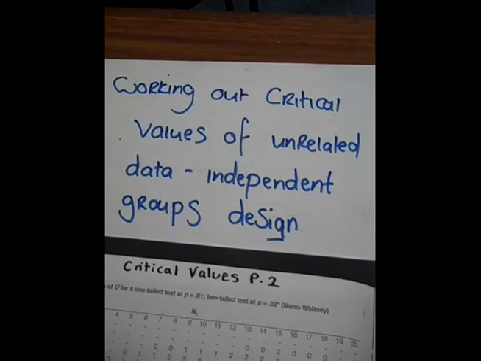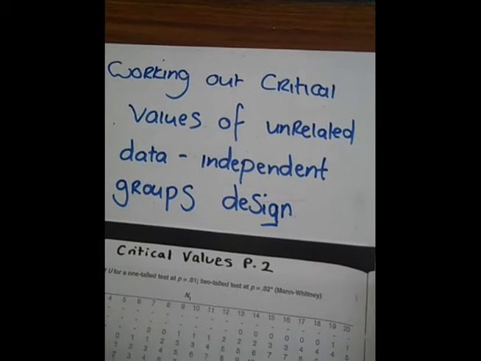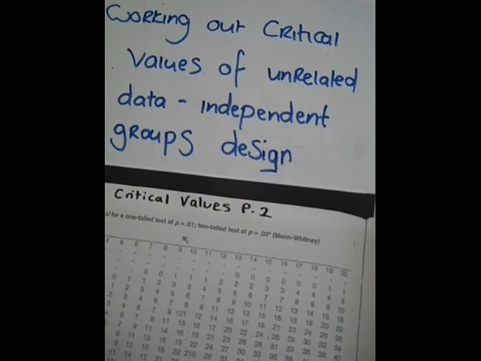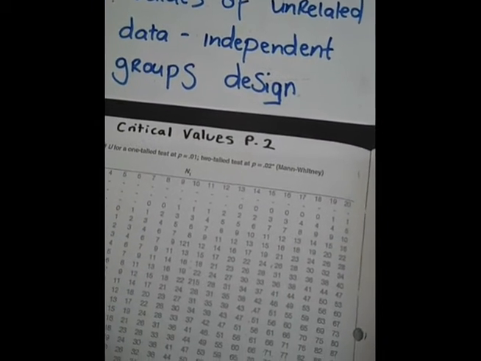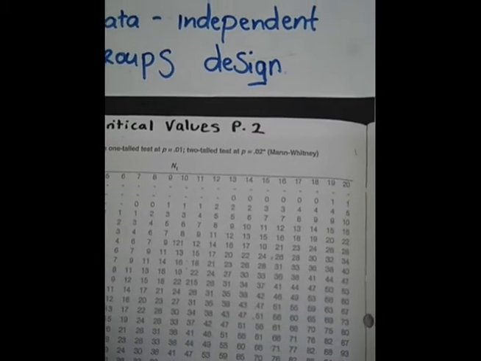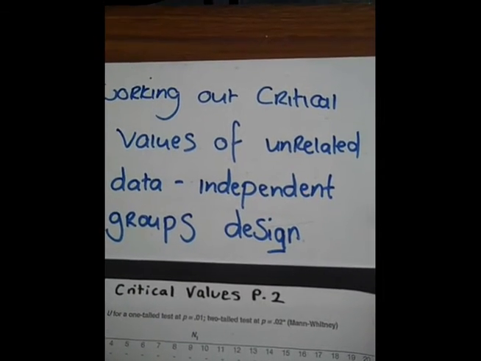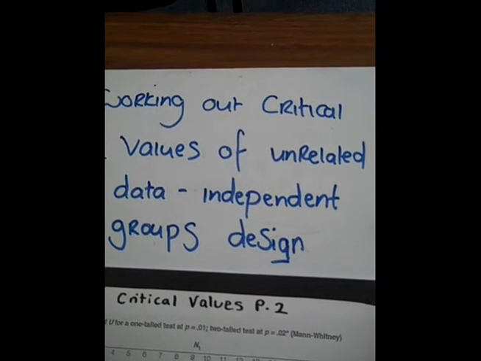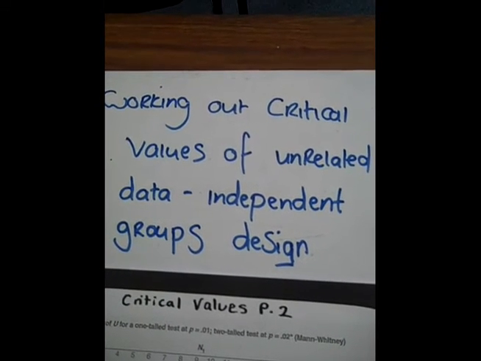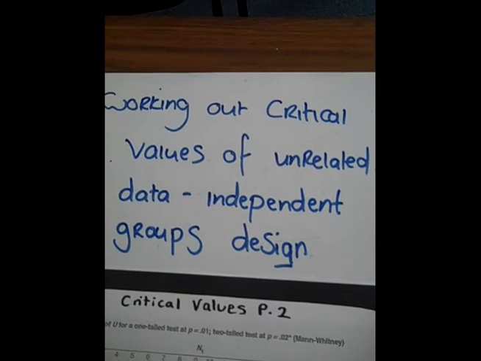Now, remember, that only works if it's repeated measures design, because then you know for n, you've got 20 participants. And because it's the same participants in each condition, you're always going to have 20 participants. Now, if you have an independent groups design, it might be that you have 10 participants in condition 1 and 11 participants in condition 2. So you can't just have a value of n. So what do you do?